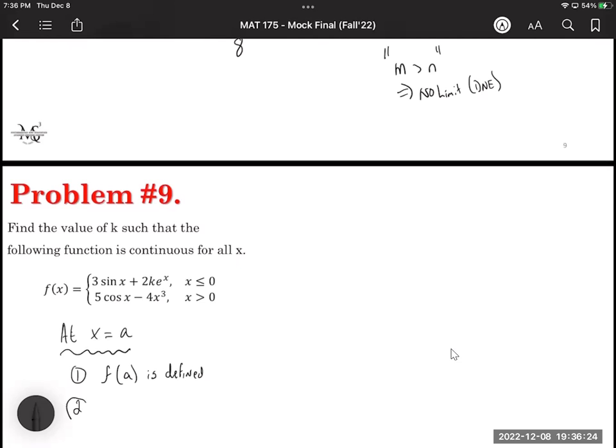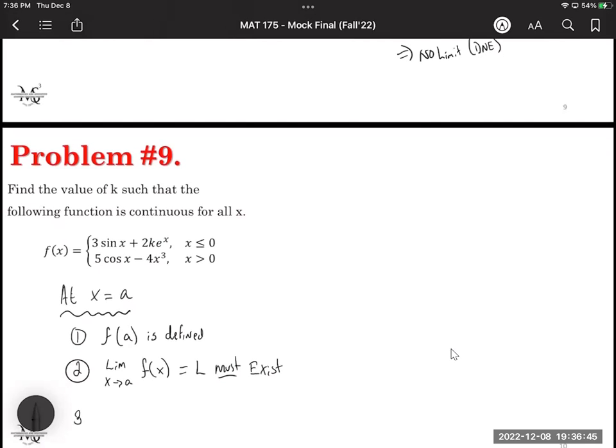Meaning when I plug in the value of a, I'm getting back a real number. Another thing to note is that when I compute a limit, the limit as x approaches a of f of x is equal to L must exist. A limit must exist. It must go to a single finite real number. And the third checklist is that f of a is equal to L. In other words, 1 is equal to 2.